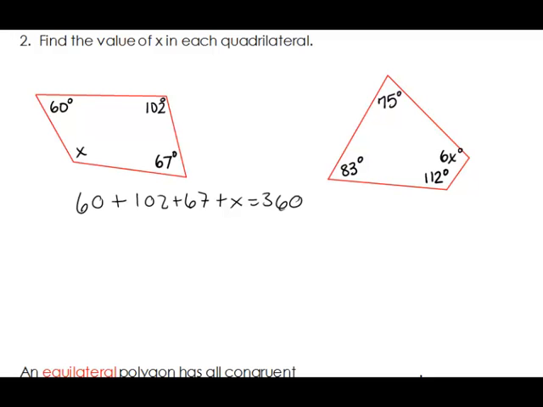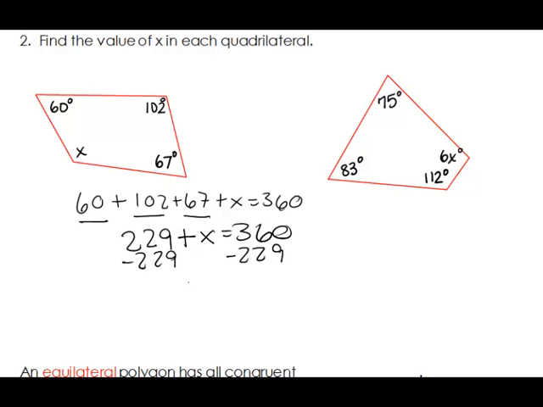So once I've got my equation set up, all I've got to do is solve. That means first combining all the like terms, which are 60, 102, and 67. 60 plus 102 plus 67, you might need a calculator. I believe that adds up to 229. So I have 229 plus x equals 360. And then I've just got to subtract that 229 from both sides. I end up with x equals 131. Okay, so the unknown angle in that quadrilateral is 131 degrees.